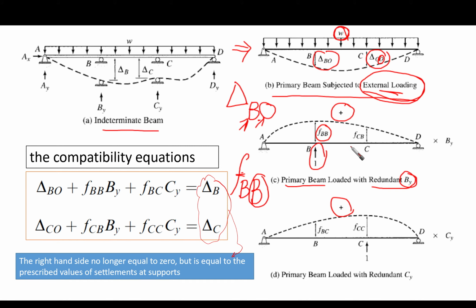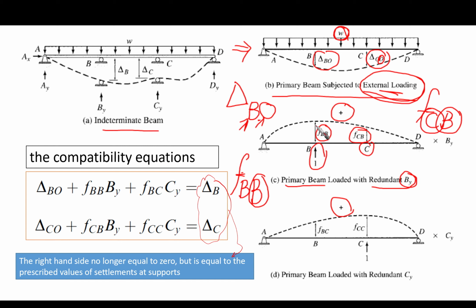What about the point C? We're going to find that point C is going to experience FCB in a similar fashion. So the meaning here is the displacement at point C due to unit load at point B. So this is the unit load at point B, and this is the displacement at point C.